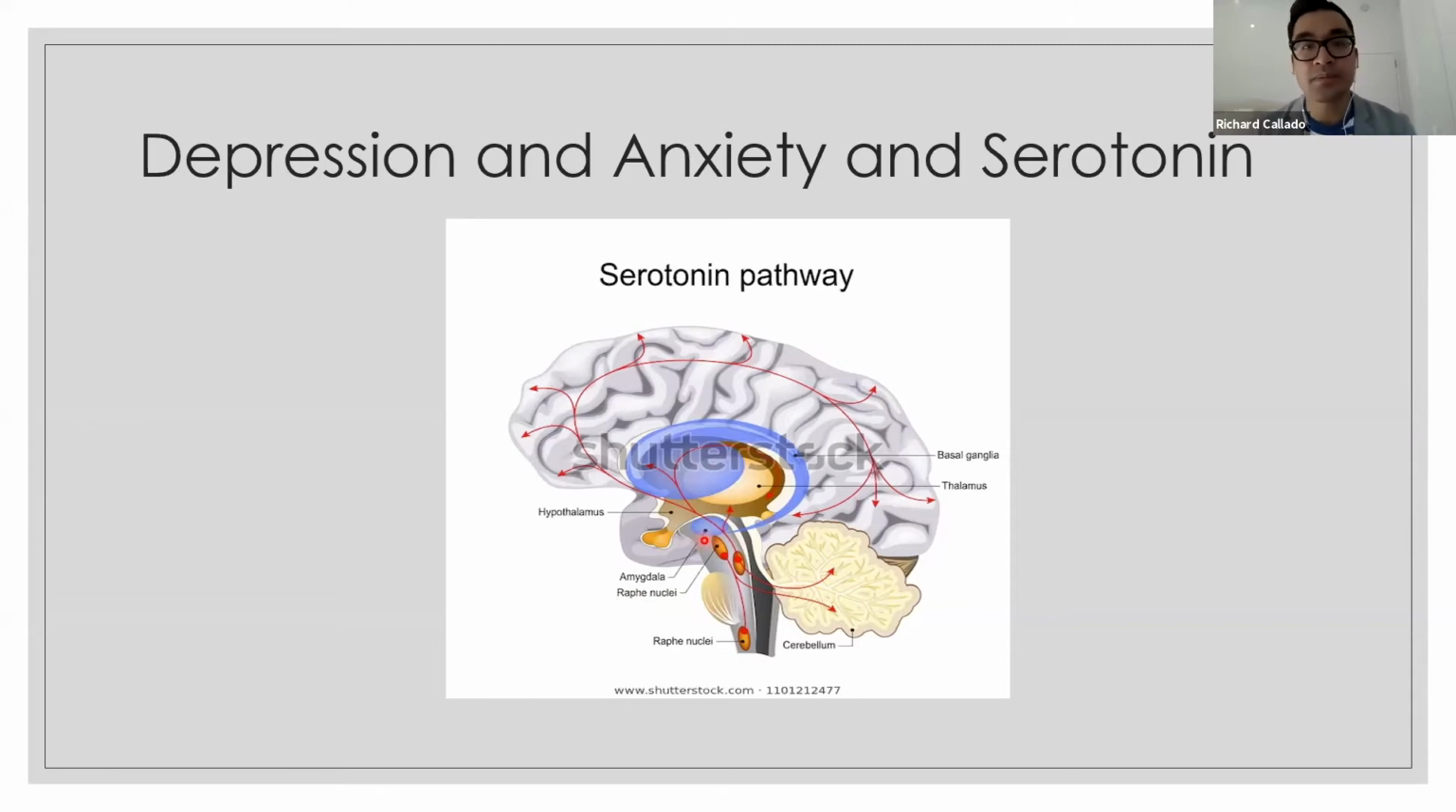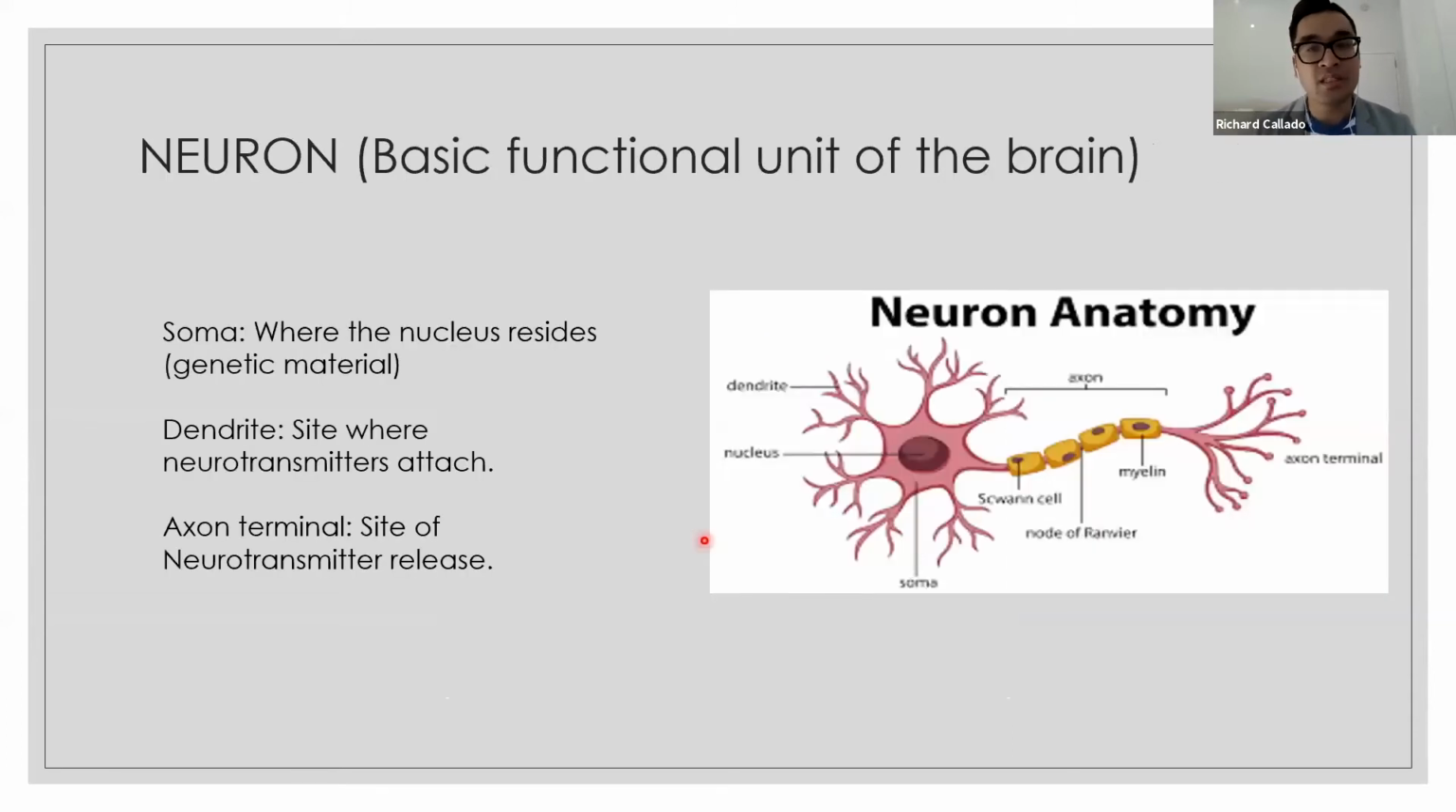Okay, next slide. So this is the basic functional unit of the brain. This is the neuron. We'll just go over it very quickly. The most important part is actually the soma, which is the head of the neuron. The soma is where a lot of the medications work. That's where all the genetic material is. And then the neurotransmitters actually get released.